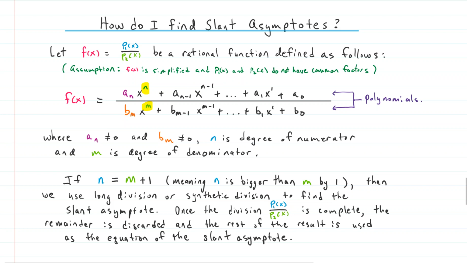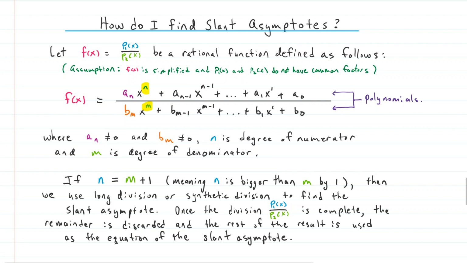Say n, the exponent at the top, is bigger by 1. So maybe the one at the top is 3 and the one at the bottom is 2. So the biggest exponent at the top is bigger than the biggest exponent at the bottom by 1. If that occurs, then you can have a slant asymptote.